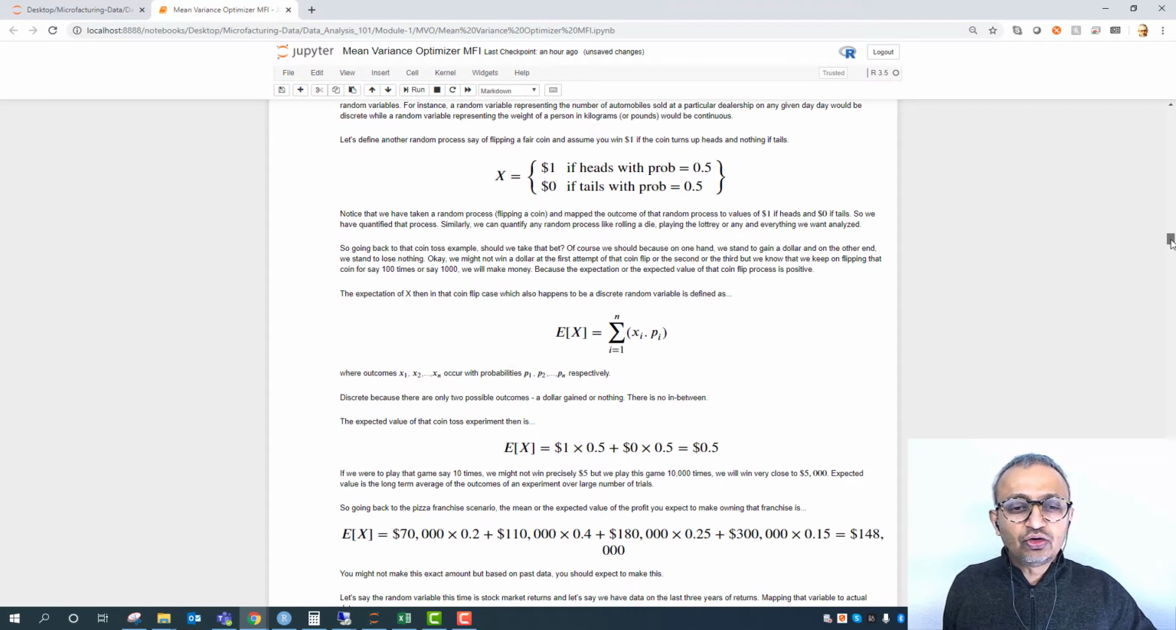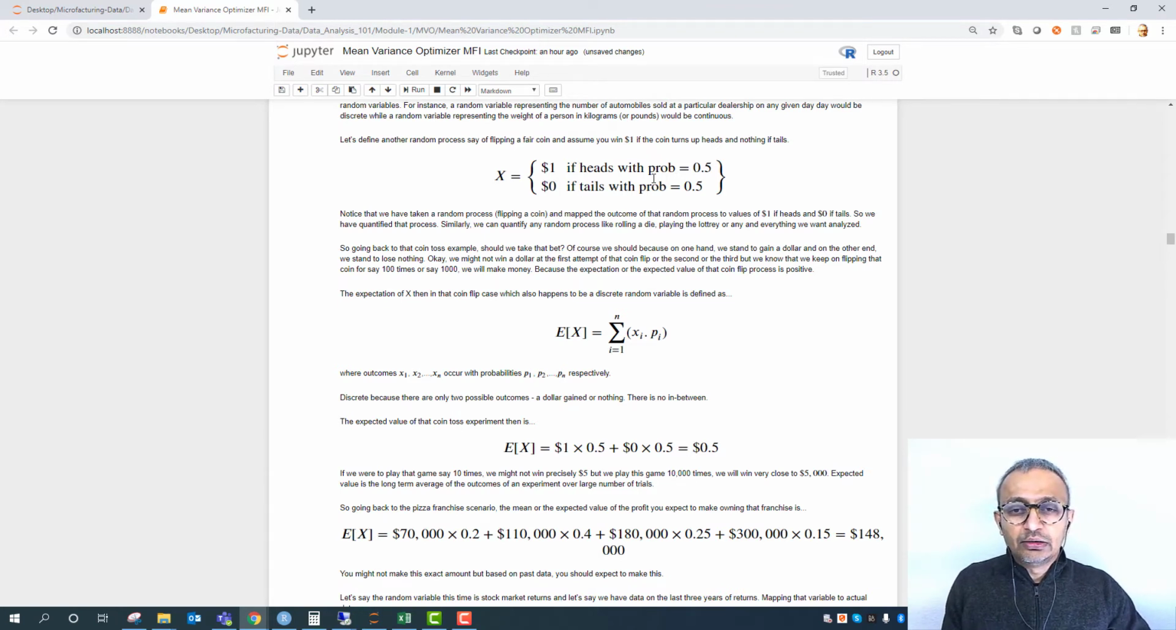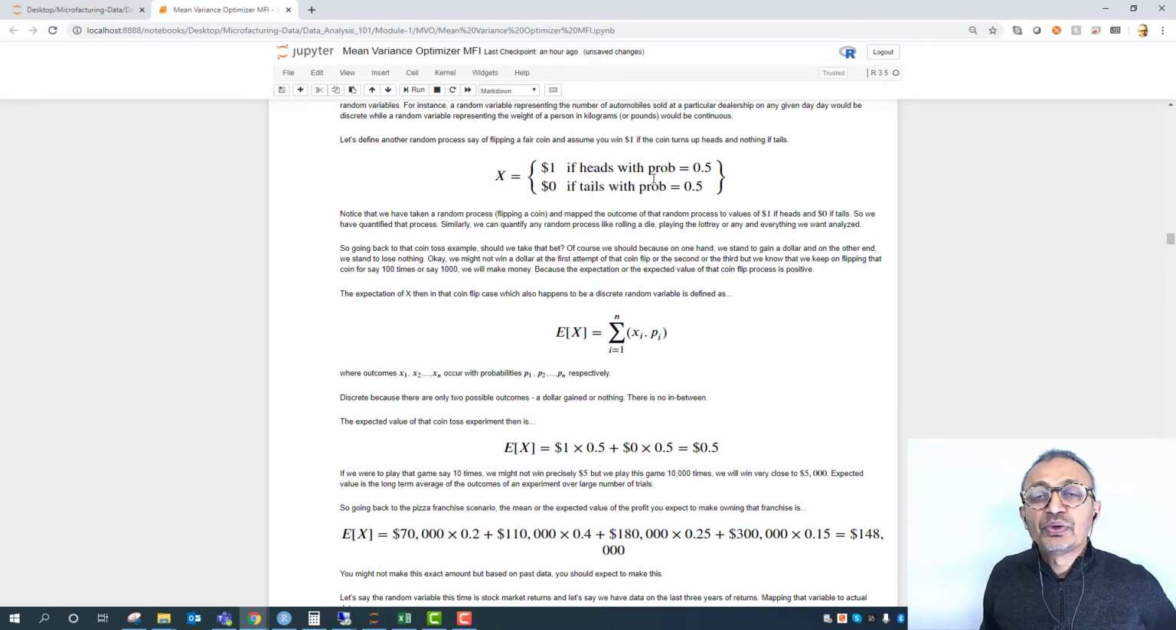So going back to that coin toss example, should you take that bet where you win $1 if it turns up heads versus not losing anything? Of course you would, right? Because we stand to gain $1 on one end and not lose anything on the other end.